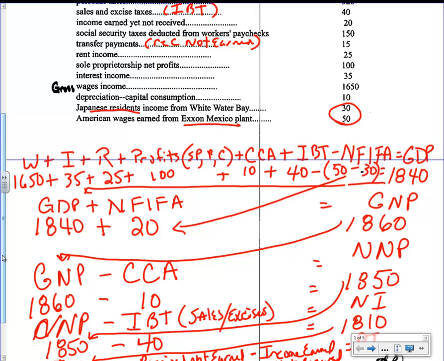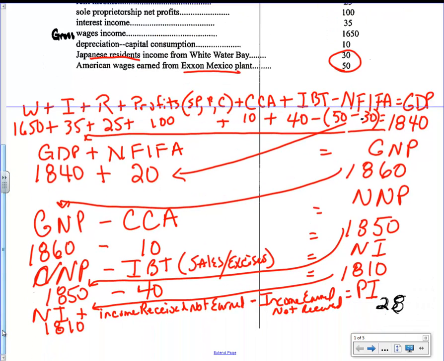And then if we look up, we have income earned, not received, and we also have Social Security taxes and Medicare taxes that are deducted from the workers' paychecks. So the workers have earned that, yet they have not received that to be able to spend. So we're going to add back the transfer payments, and we're going to subtract out the $170. So our personal income will end up being $1,655.